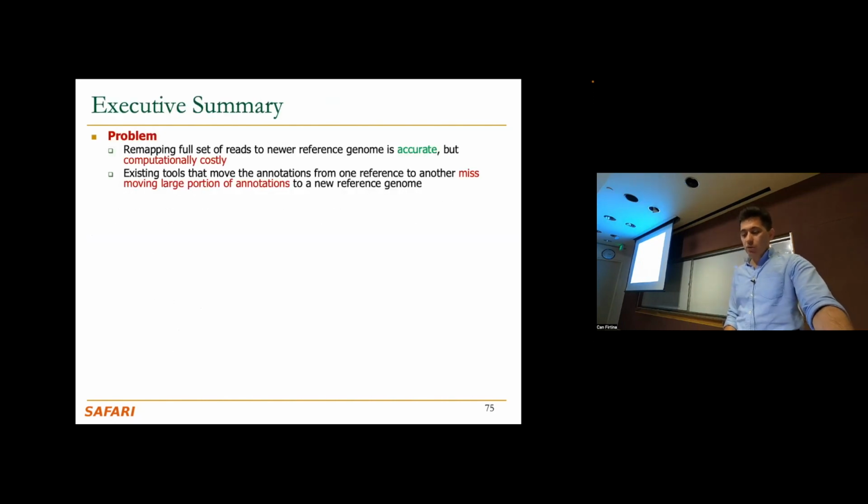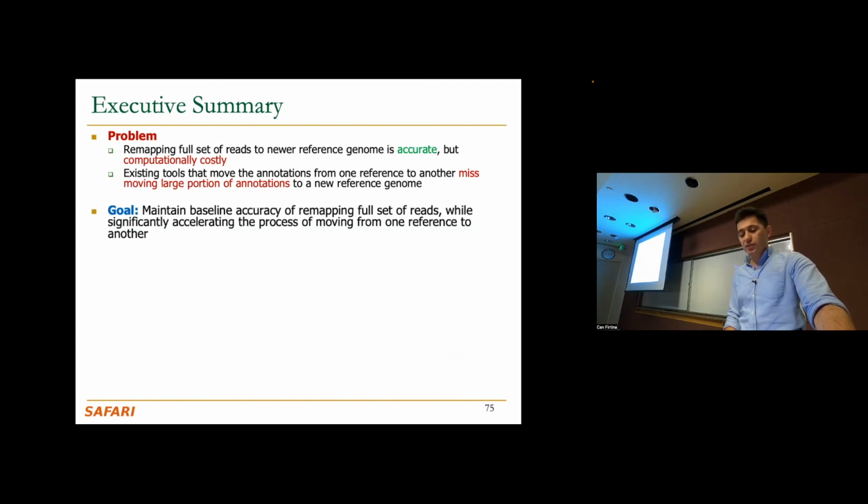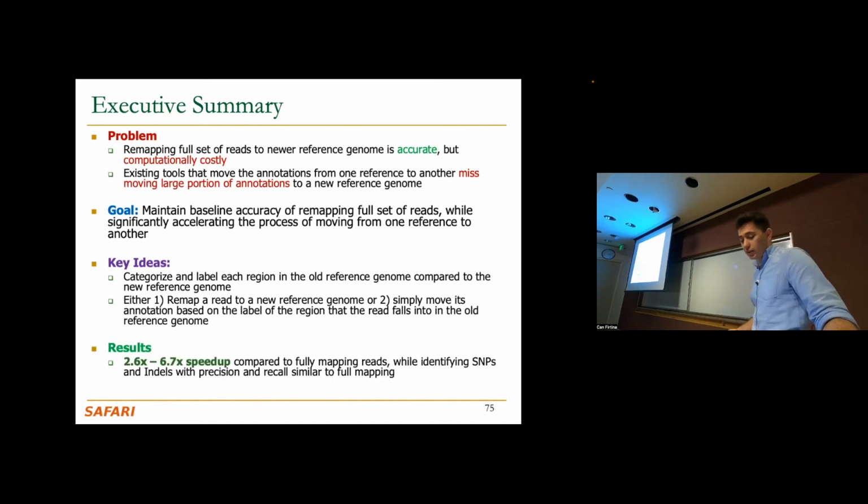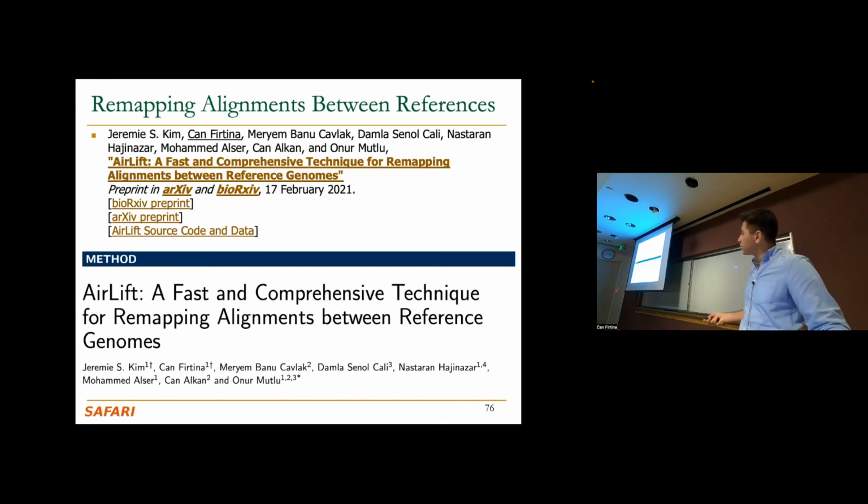So this is the executive summary of AirLift. Remapping is costly. Existing tools miss out on regions. We want to maintain the baseline accuracy. What we do is categorize and label each important region between the reference genome pairs, and we decide to either remap them or simply move them based on the labels we identify. AirLift provides speedups from 2x to 6x compared to fully mapping reads, and similar accuracy when calling variants. So you can read the preprint of it.